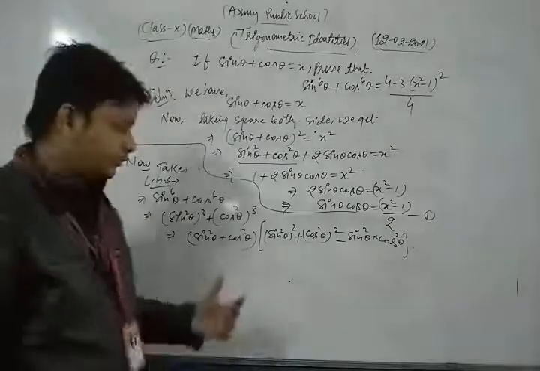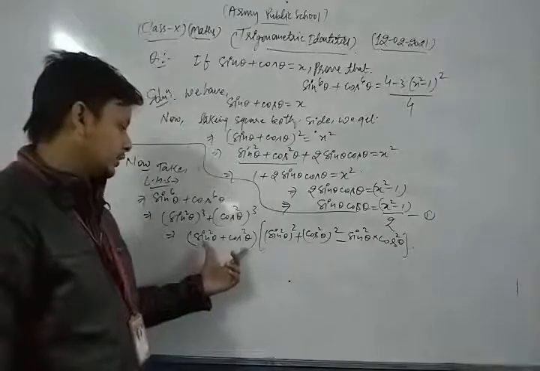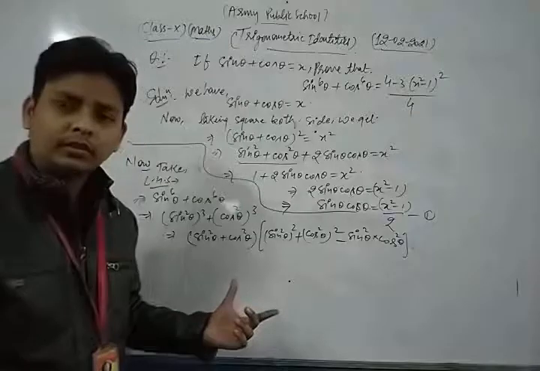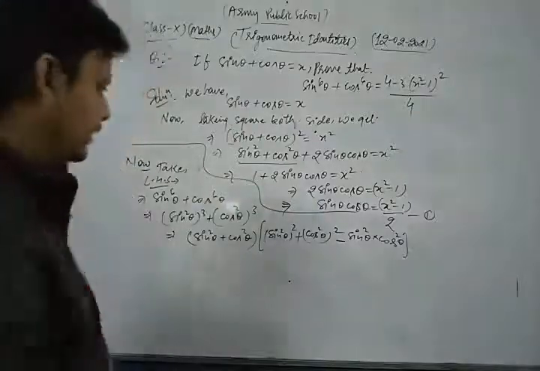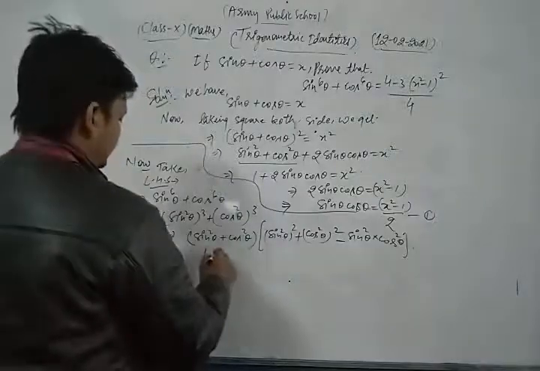Now the value of sin square theta plus cos square theta is equal to 1. The value of sin square theta plus cos square theta is 1 now. So here what I write, we write 1 into.